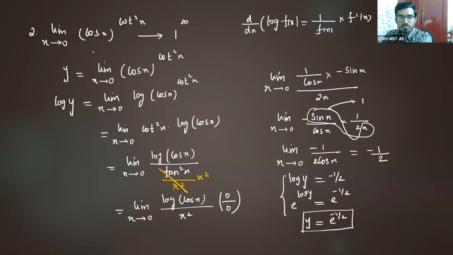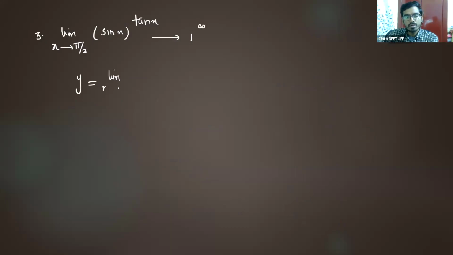So third is limit x tending to pi by 2 of (sin x) whole power tan x. Now when you apply the limit, sin pi by 2 is 1, and tan pi by 2 is infinity, right? So it will tend to 1 power infinity form. So let us call y to be the required limit, limit x tending to pi by 2 of (sin x) whole power tan x.